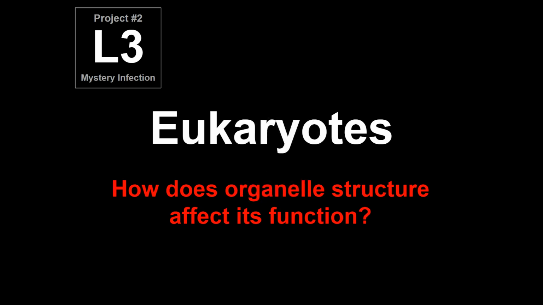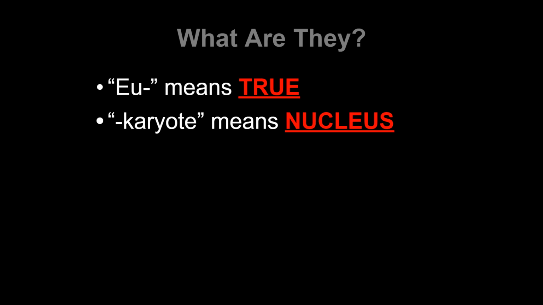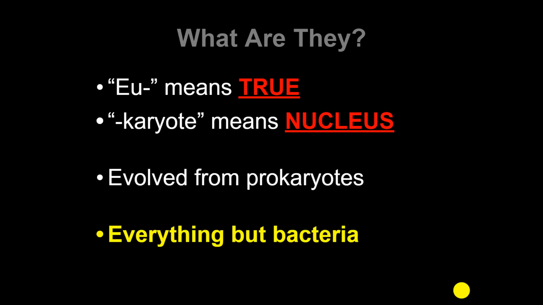In this video, we are going to look at eukaryotes. As a review, remember all cells have the following organelles. They all have a plasma membrane, cytoplasm, and ribosomes, and all cells also have DNA. Now, eukaryotes: eu means true, karyote means nucleus. So eukaryotes have a true nucleus. They evolved from prokaryotes, and they represent every organism on Earth except for bacteria.